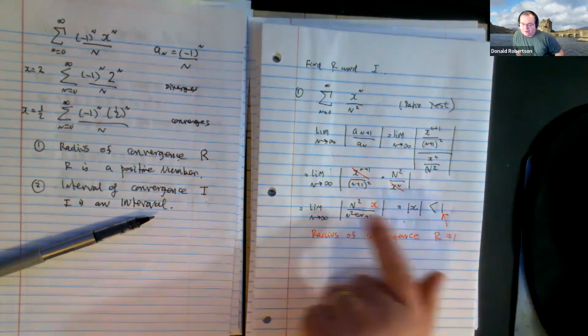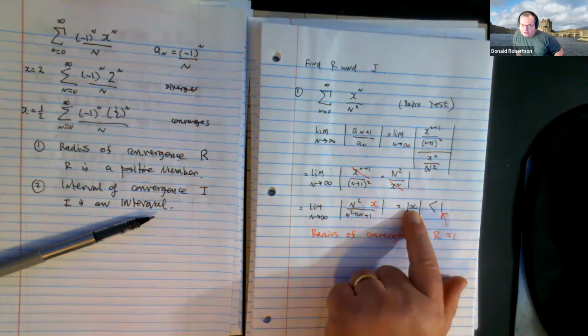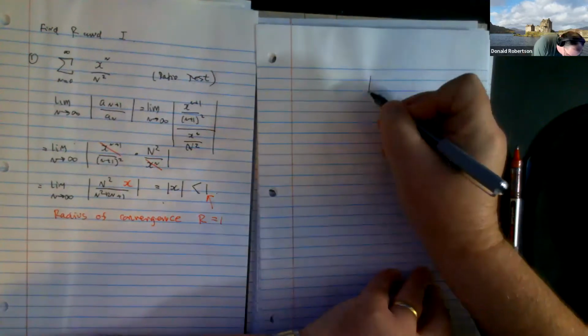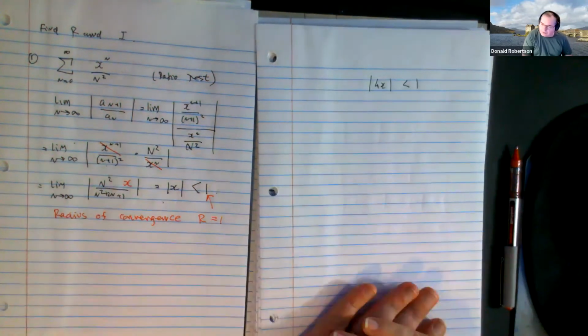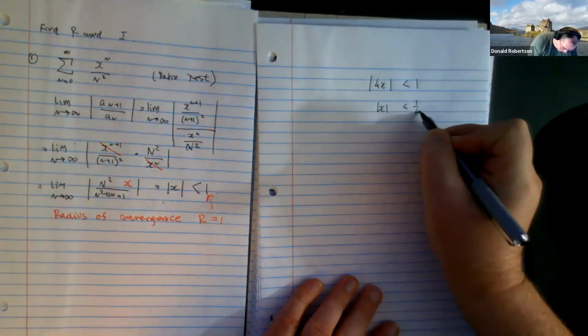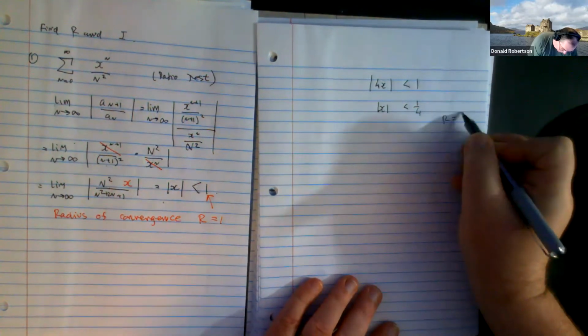So can you imagine a different question where the absolute value wasn't the absolute value of x, but it was 4 times x, right? Something like that. So can you imagine a different one, I'll try and make one where that happens. You get to the end and the answer looks like that. Then you would divide both sides by 4 and you'd get that. And now the radius of convergence would be a quarter.